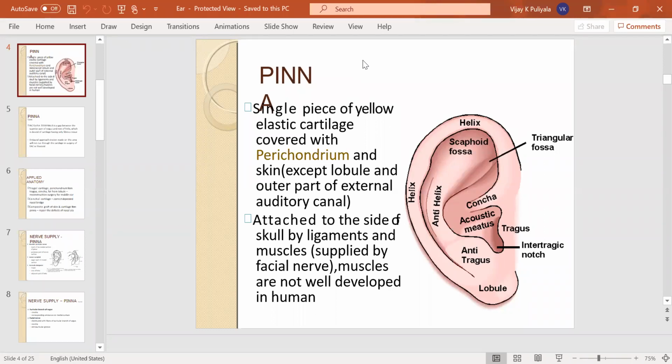So these intrinsic muscles are also supplied by the same nerves. That is the temporal branch and the posterior auricular branch of the facial nerve. So that is about the facial nerve.